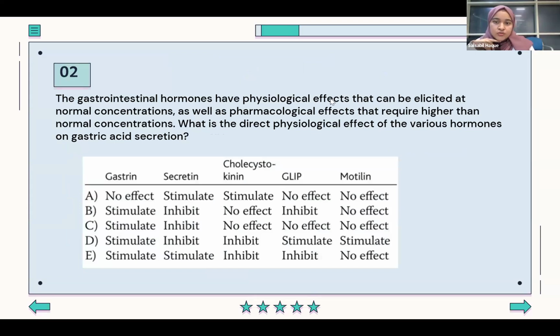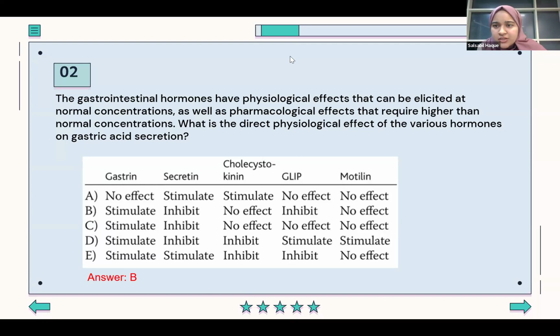All right, I'll give you a minute to answer. It is about which physiological effects the GI hormones have at normal concentrations on gastric acid secretion. Okay, C, I forgot. All right, so let's get into it. Is it C? Let's see. It is B, in fact. So the question asks which of the following has a direct physiological effect of the various hormones on gastric acid secretion?